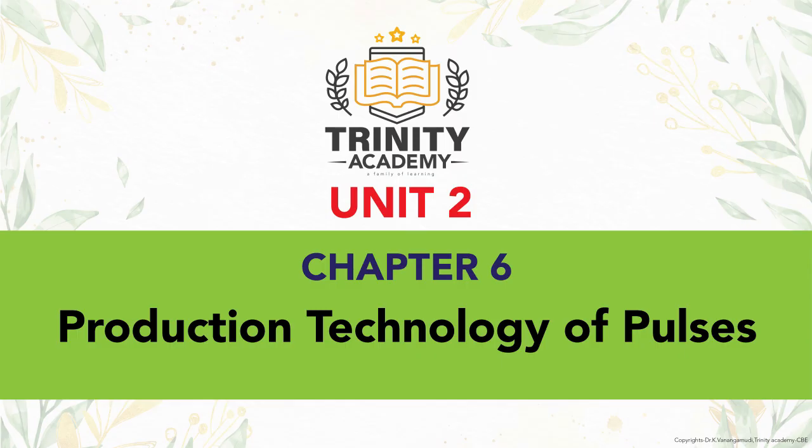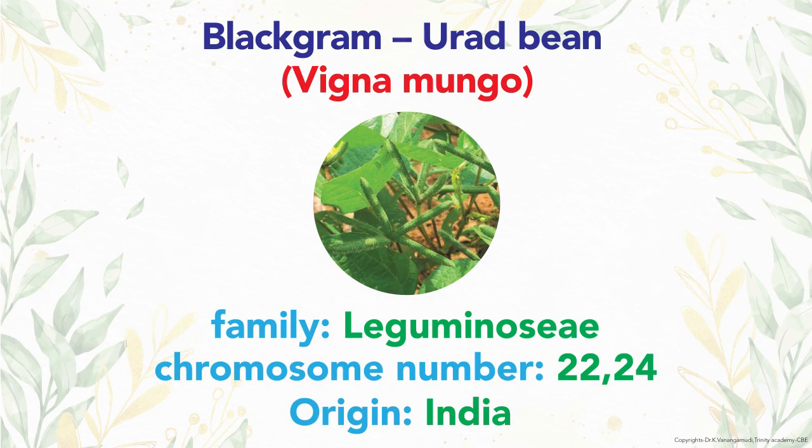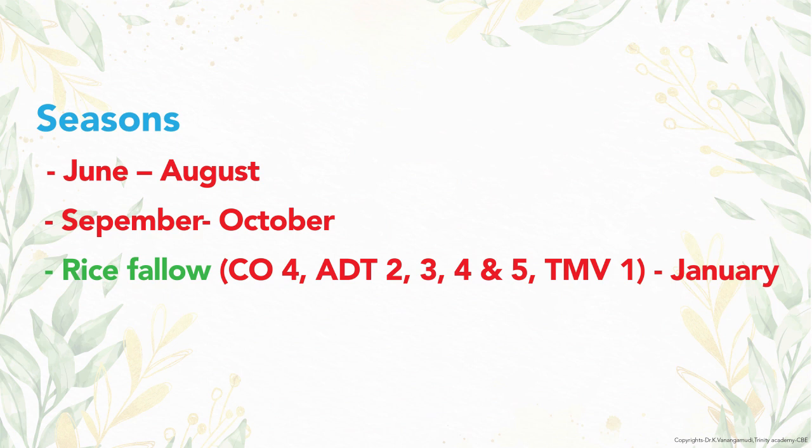Now I would like to talk about Production Technology of Pulses, Chapter 6 of Unit 2. Let me speak on black gram first. The scientific name is Vigna mungo, having chromosome number of 20 and 24, and it belongs to Leguminosae. It originated from India. It is grown in June, August, as well as September, October.